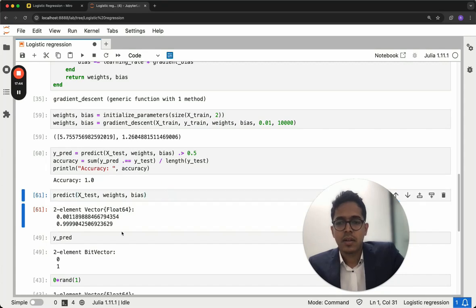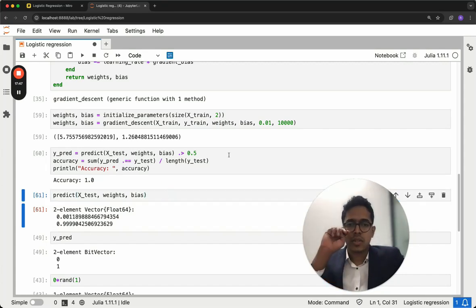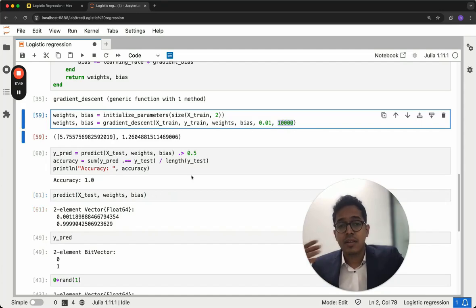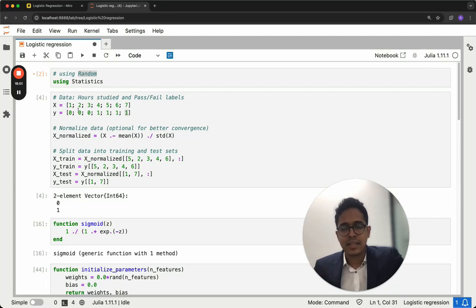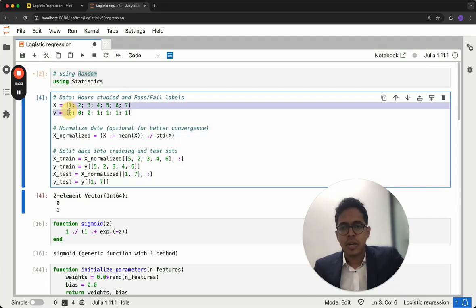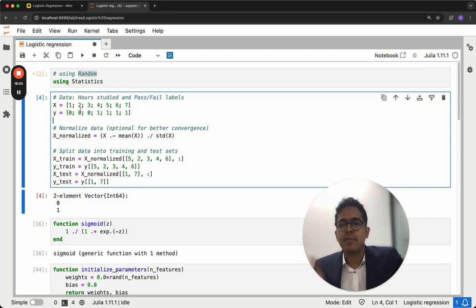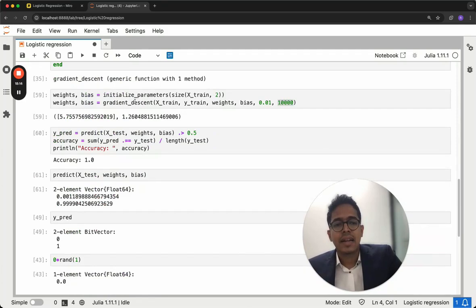See, okay, amazing. With 10,000 iterations or 10,000 epochs, the convergence of this logistic regression model is very, very good, because a person who studied for 1 hour is definitely failing, because the data set is clearly saying that. In general, the trend from the data set is that 1 is on the lower end of the spectrum, which means the person should definitely fail. 7 is on the upper end of the spectrum, which means the person should definitely pass. And that is indeed what is happening.